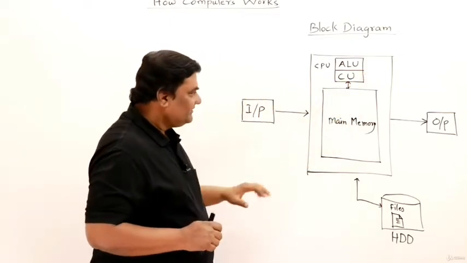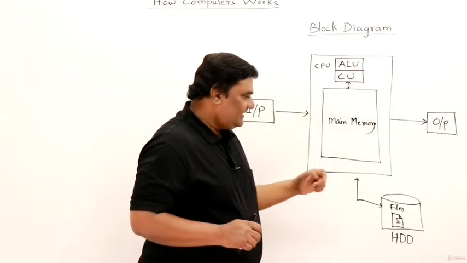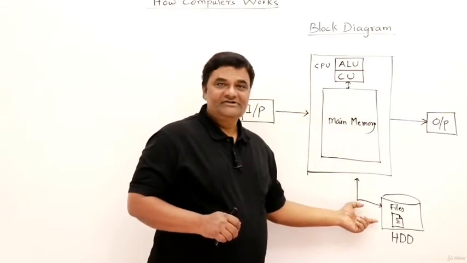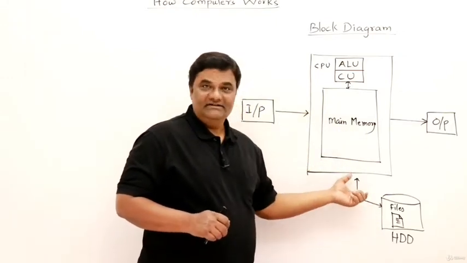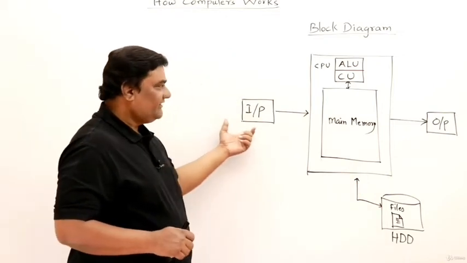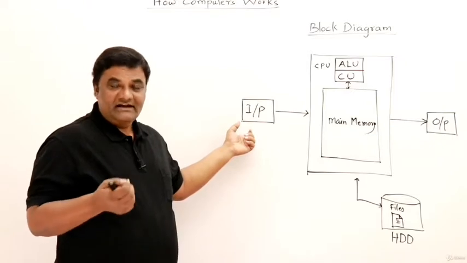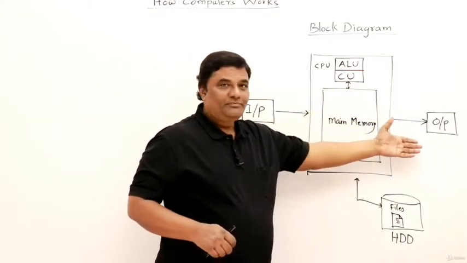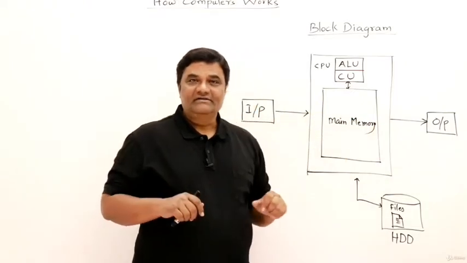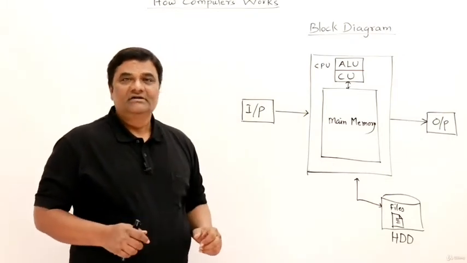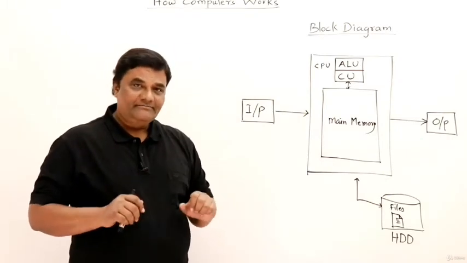I'll explain their working. The next is main memory, and this is the hard disk drive which contains the data in the form of files. And this is the input device like keyboard, mouse, or stylus, tablet, anything. Then this is the output device like your monitor or printer and speakers. Now let us understand their working.